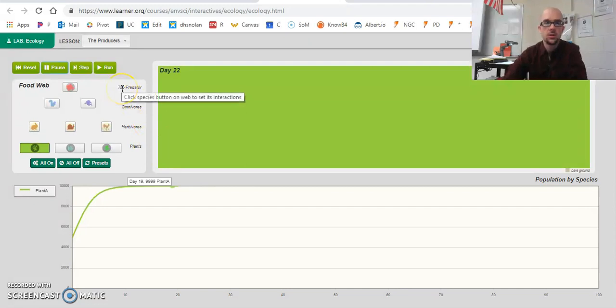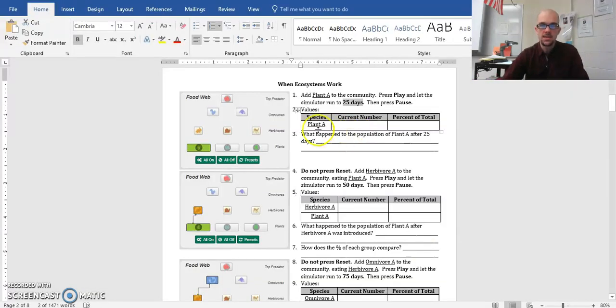So in order to do that, I'm going to stop it before day 25, and I'm going to click this button that says step, and I'm going to click it until I get to day 25. So now that I'm at day 25, wonderful. Here, the table is asking me how many of each organism I have. It's asking for the current number of plant A at 25 days.